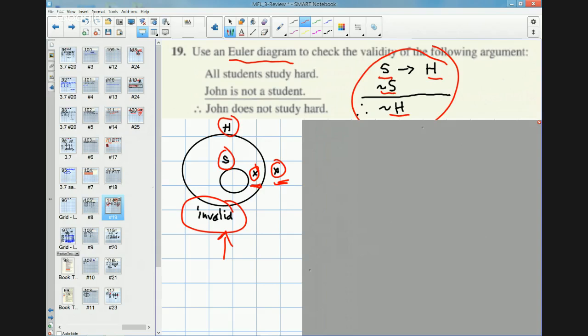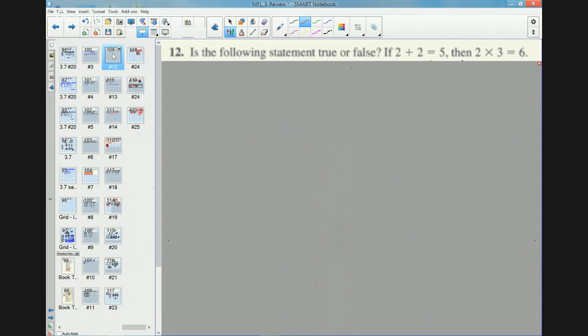Oh, number 12. I don't understand how we come up with the answers for those. I mean, I obviously know if it's true or if it's false because I know how to do basic math, but I don't get it.